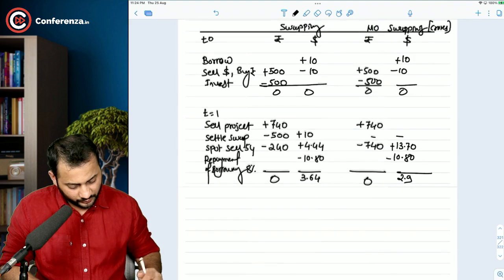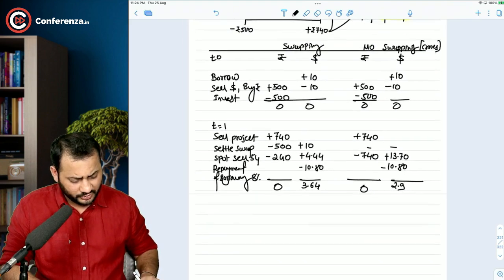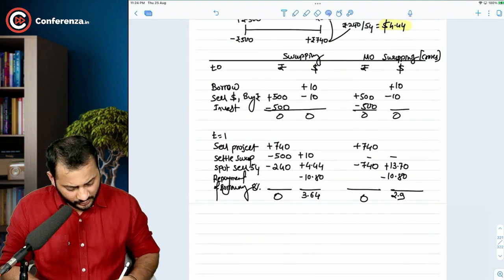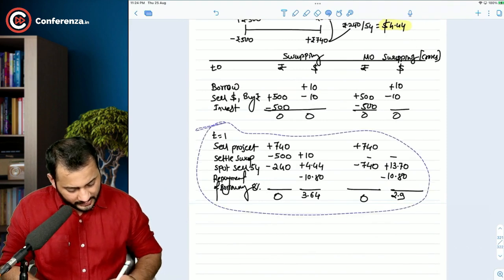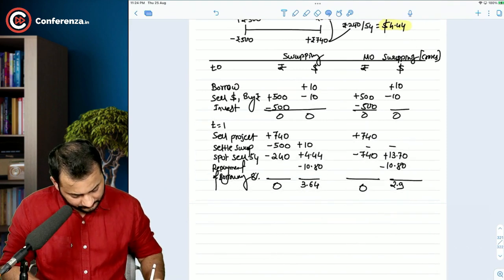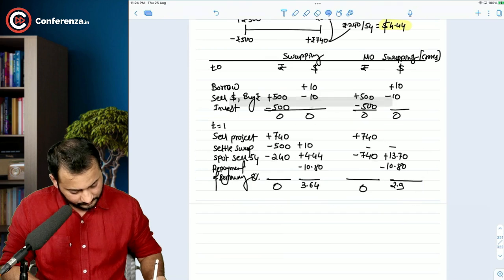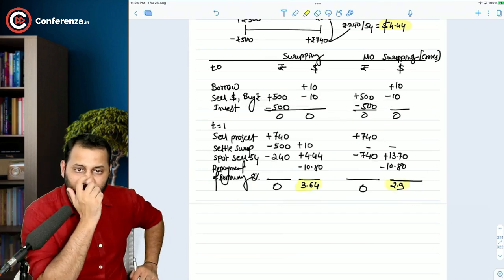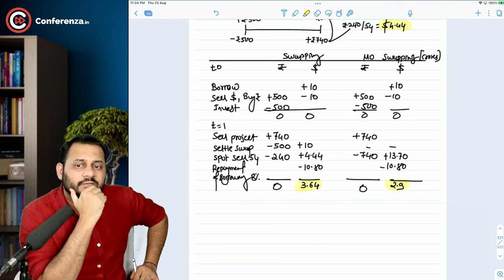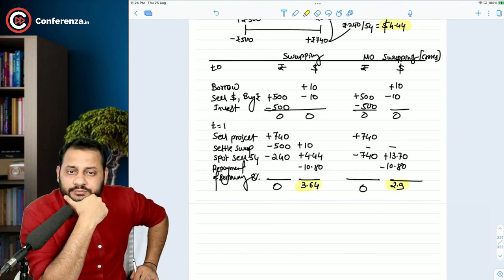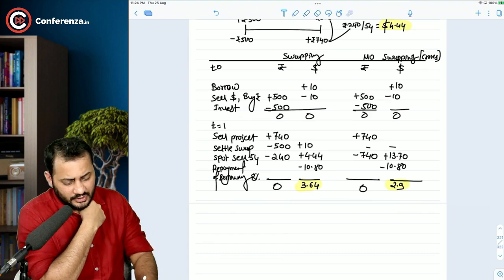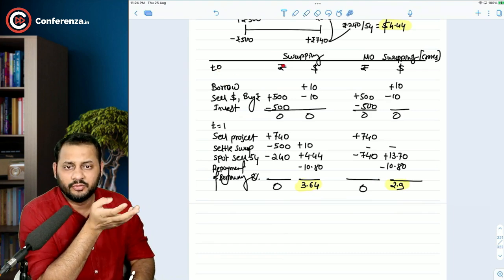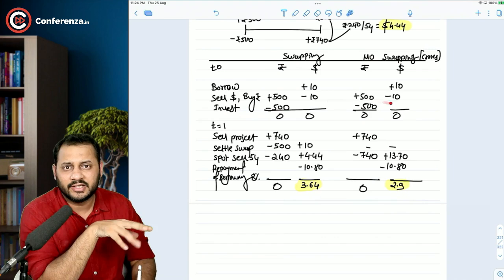Now you choose which option is better for you. Obviously the option of swapping is better for us because we are getting more money in that case. This option is better, 3.64. Do you understand? Have you understood this? Very easy. At time 0, whether you go for the swapping or no swapping, all the transactions are the same.